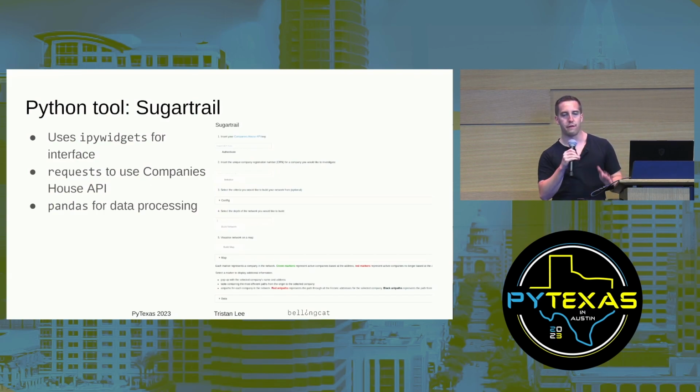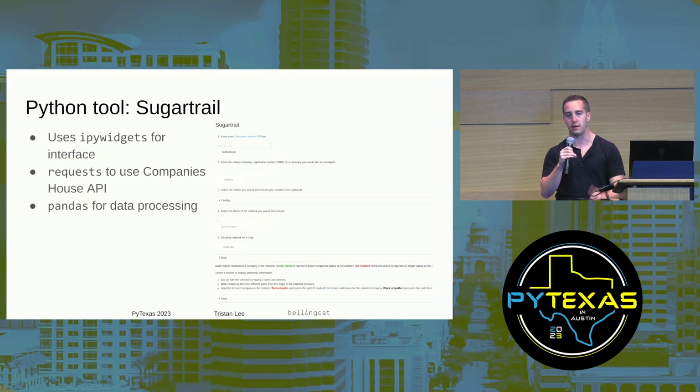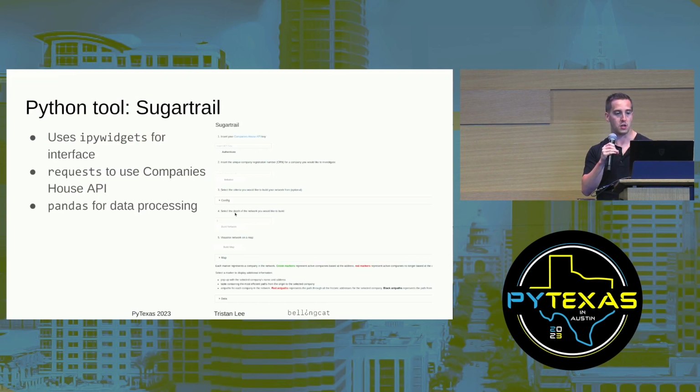Sugartrail has an easy-to-use interface implemented using IPyWidgets that uses requests to interface with the Companies House API and pandas for data processing. You can see here, this is a screenshot of the interface, which was developed using IPyWidgets, which basically converts a Jupyter notebook into an interactive web page, which is quite cool.